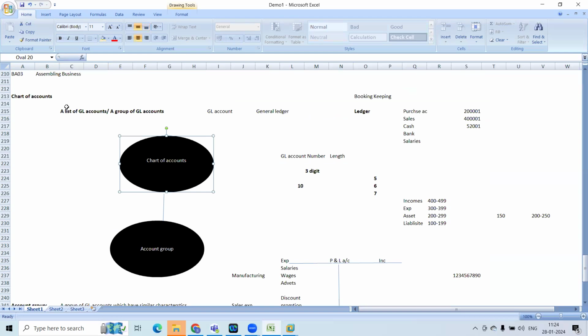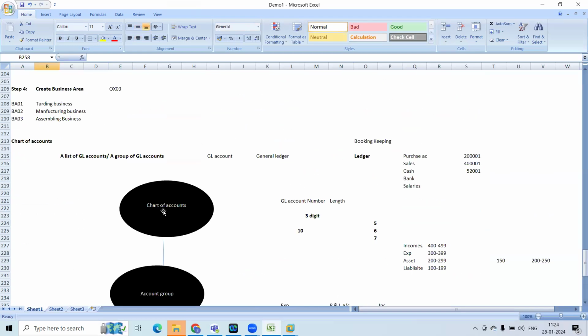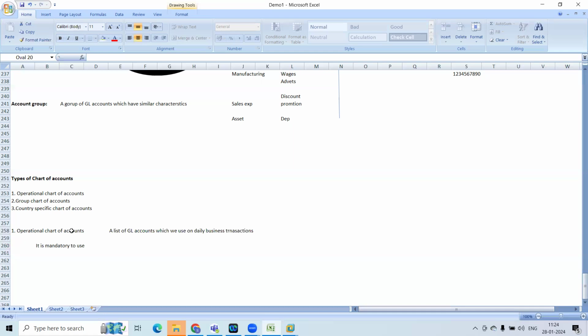Here we said it is a list of GL accounts that is applicable to the operational chart of accounts. It's nothing but we are using the same chart of accounts, but we call it the operational chart of accounts. If somebody asks what our chart of accounts is, you should not ask which type of chart of accounts they are asking. You should imagine that they are asking about the operational chart of accounts only. This we will assign to company code.